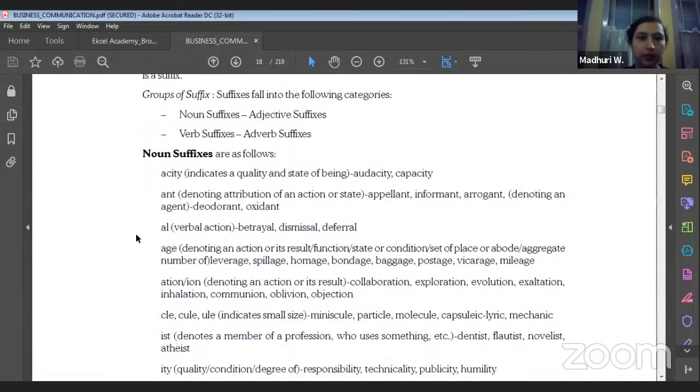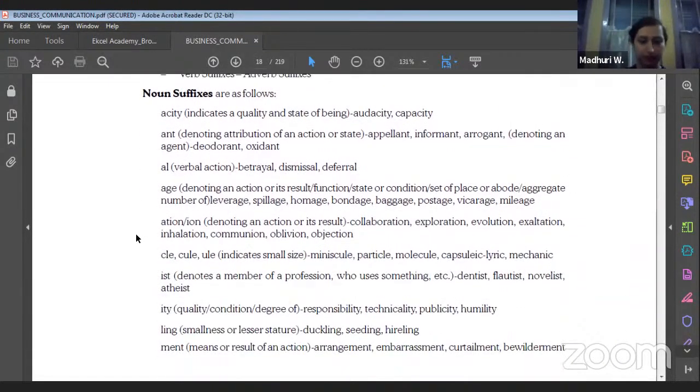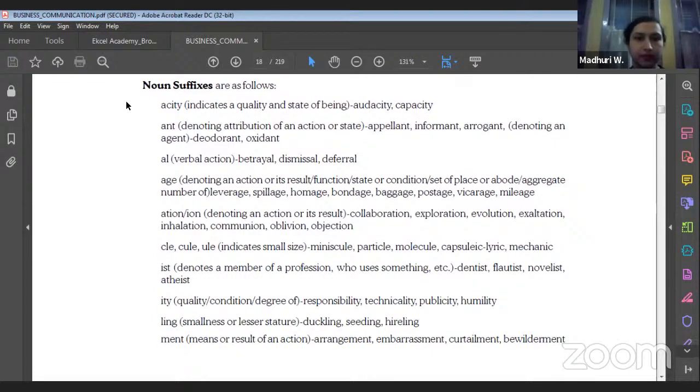Noun suffixes, for example, are as follows. So you have acity, which indicates a quality or a state of being. For example, audacity, capacity, okay? Ant generally denotes attribution of an action or state, like an appellant, informant, arrogant, a deodorant, oxidant. Al refers to a verb action, for example, betrayal, dismissal, deferral, okay?